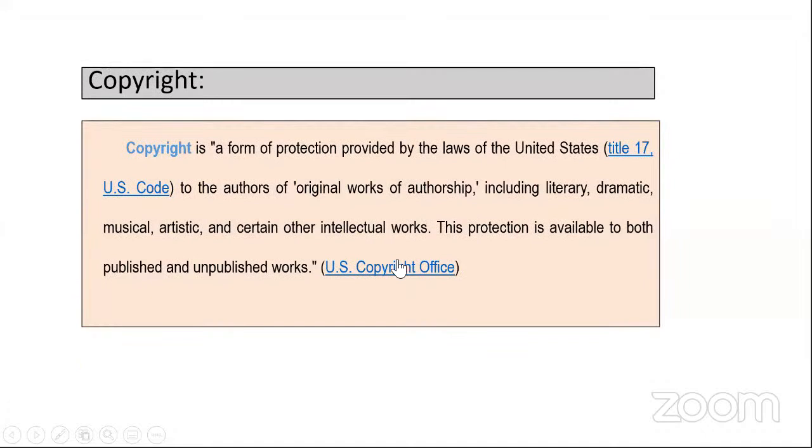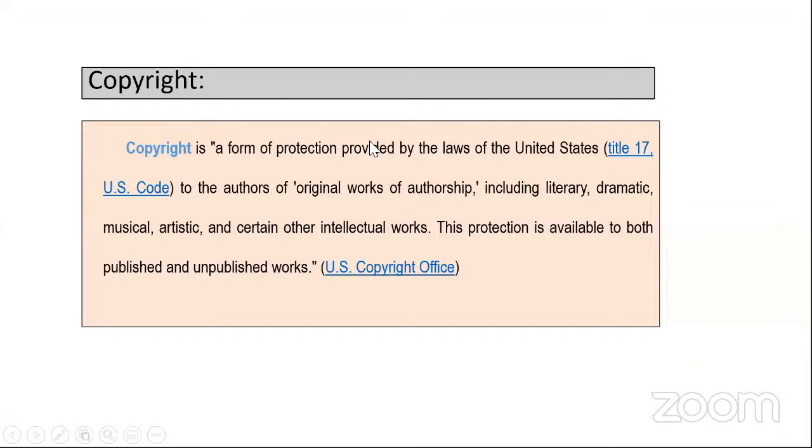The second terminology is copyright. Very commonly you come across these terminologies, plagiarism and copyright. It's a form of protection. Copyright is a type of protection which is provided by the laws. There are certain laws by the US, Indian codes, European codes. They vary a little bit, but the basic principle remains the same, whether it is from the US code, the Indian code or the European codes. It's a form of protection provided by the laws of certain countries to the authors of original works of authorship. It can be literary, scientific, dramatic, musical, artistic or any other kind of intellectual work.